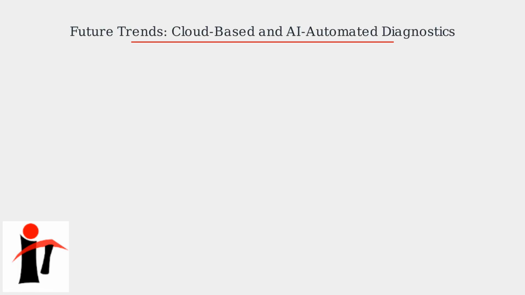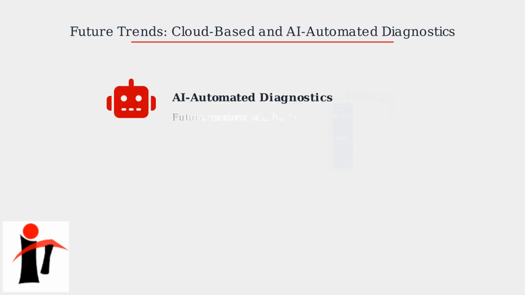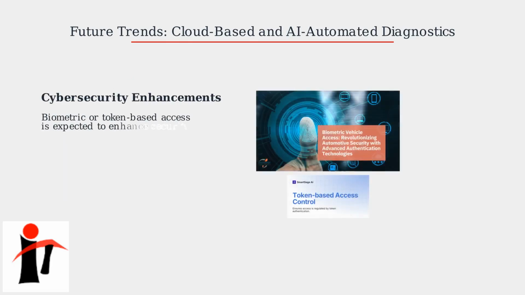Tesla is evolving its diagnostic capabilities with cloud-based systems and AI automation. Tesla is moving toward cloud-based diagnostics with remote service mode, allowing technicians to access vehicle diagnostics over the internet. Future versions are expected to become fully AI automated, with the vehicle self-diagnosing issues and contacting service centers autonomously. Cybersecurity enhancements, such as biometric or token-based access, are also expected.